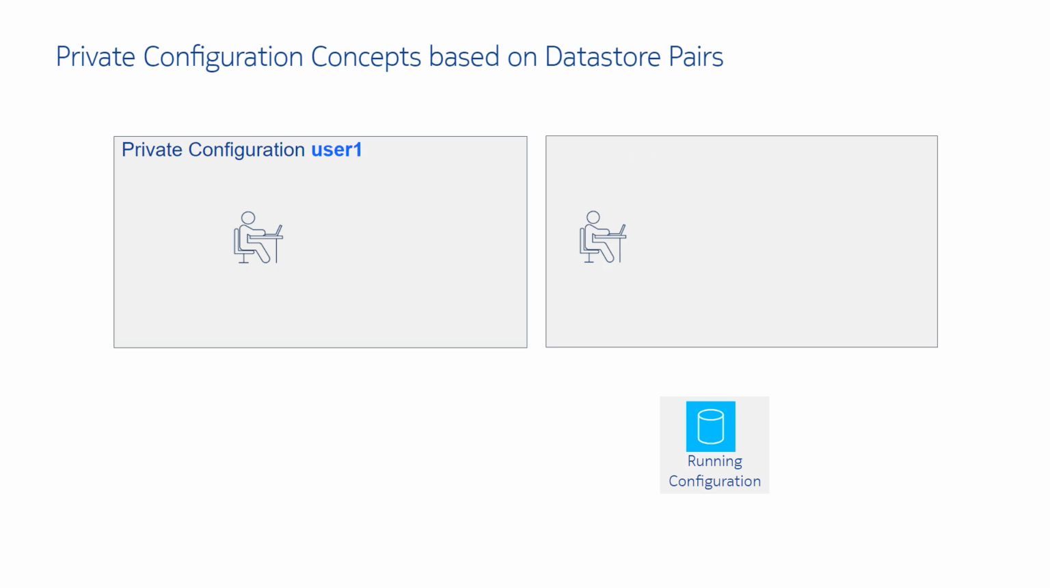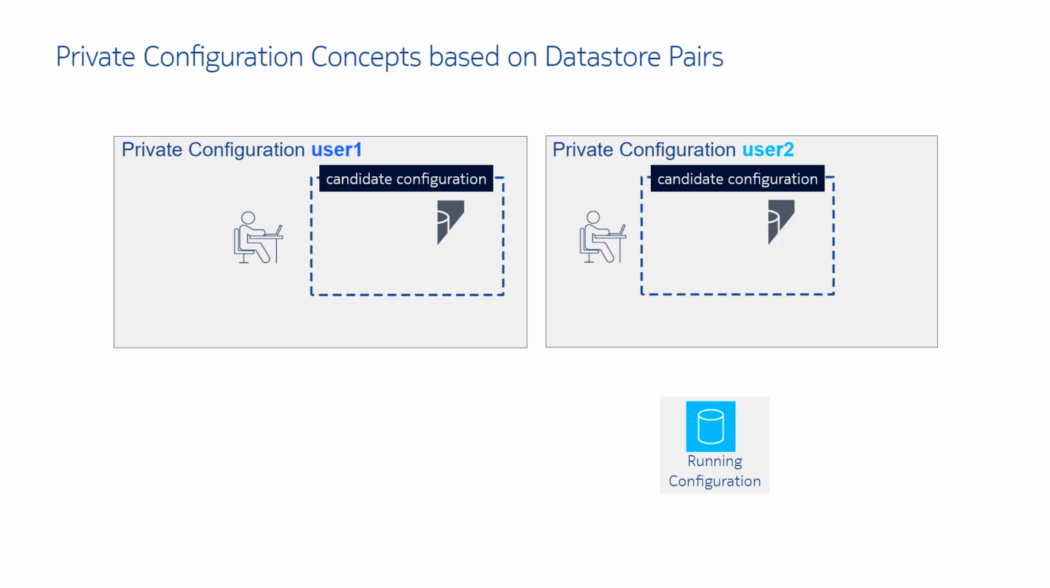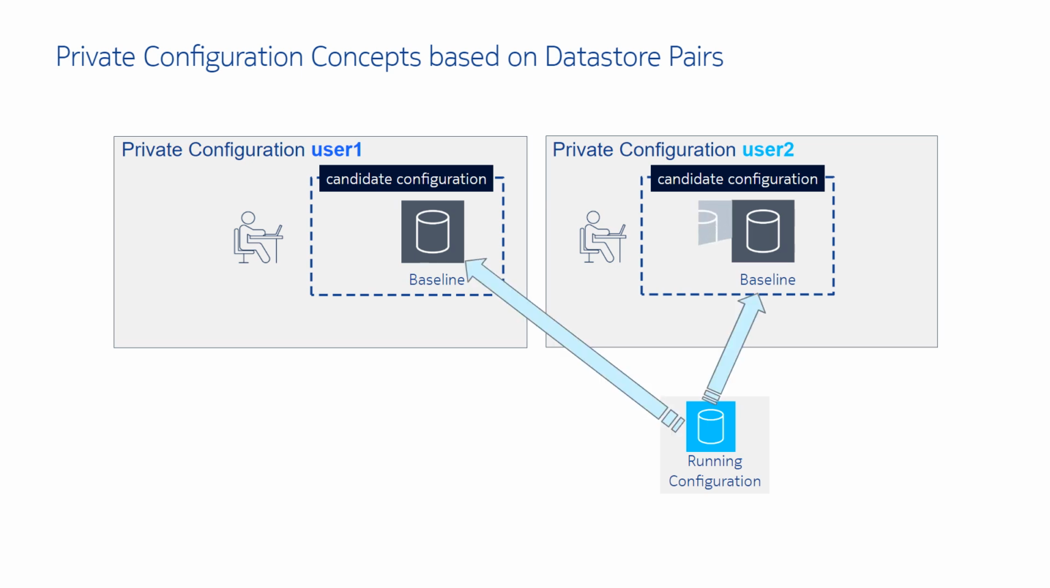To avoid inconsistencies between the candidate and the running configuration, each private candidate configuration is modeled as a pair consisting of a baseline data store, which is a snapshot of the running configuration copied when the user enters private mode, and a candidate data store, which holds the changes relative to that baseline.